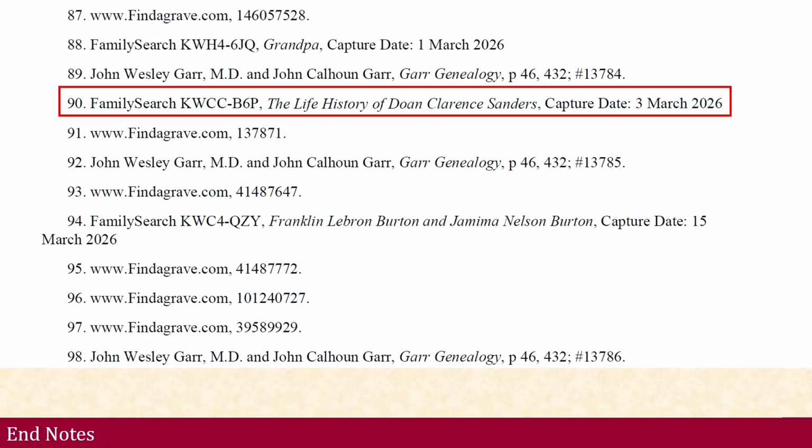So you saw lots of numbers there, and they get up into the thousands. So if you look at number 90, if you go to that person, it will send you to this end note. And this tells you it's from Family Search. This is actually memories. It gives the ID of the Family Search person, so you can look it up really quickly. And it tells you that I got the information from the life history of Doan Clarence Sanders, and I captured it on March 3rd, 2026. So you can go directly there.